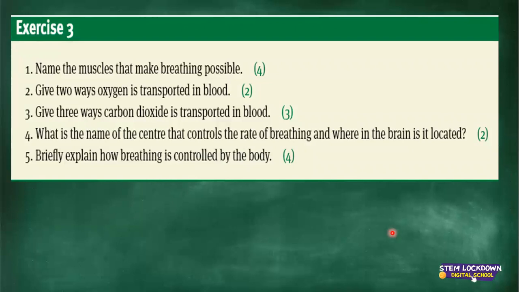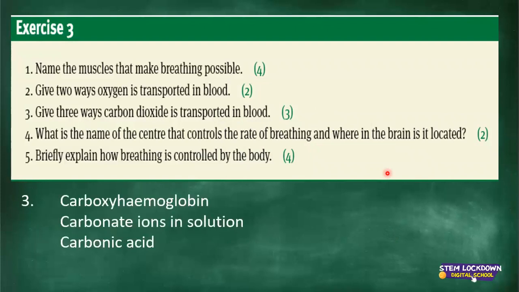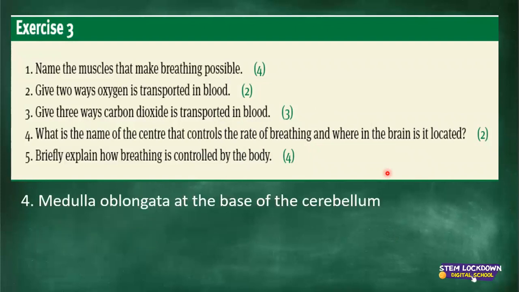And then the 4th question, what is the name of the center that controls the rate of breathing, and where in the brain is it located? The medulla oblongata is that center, and it is located at the base of the cerebellum.